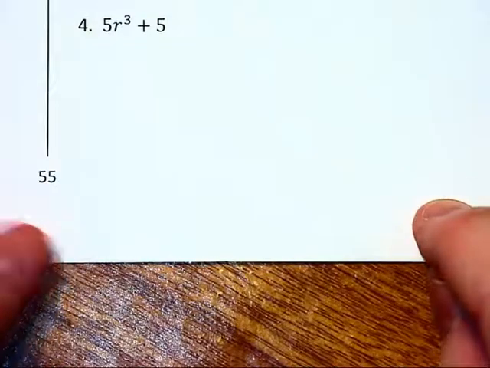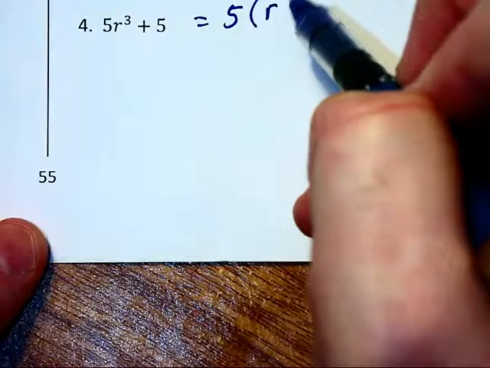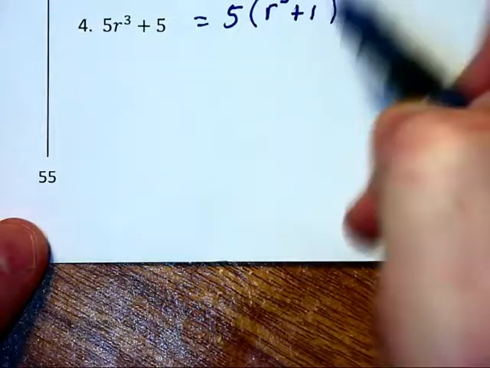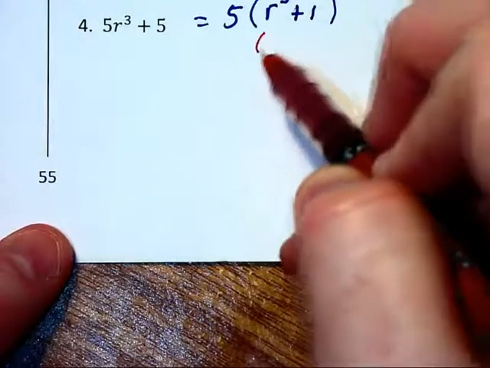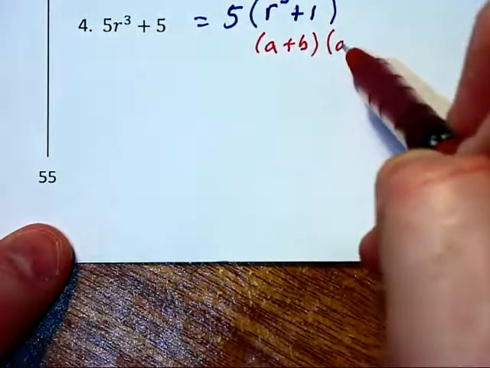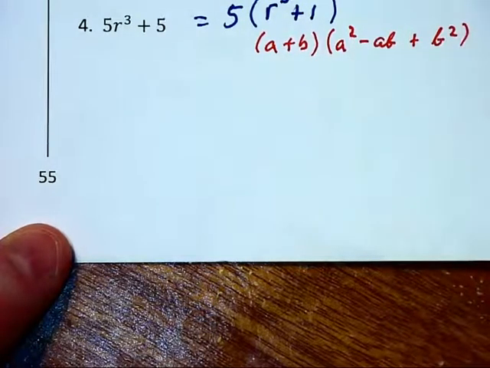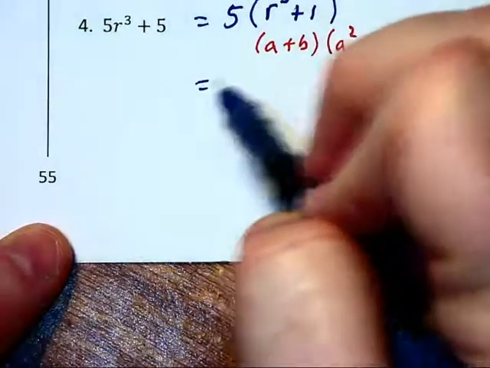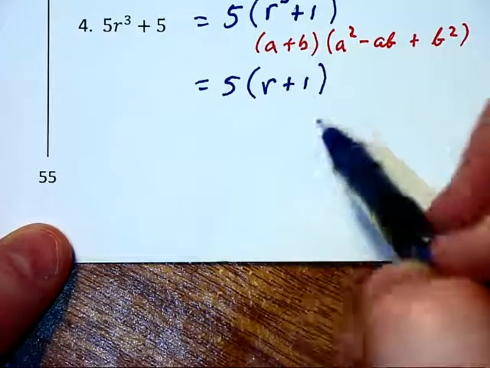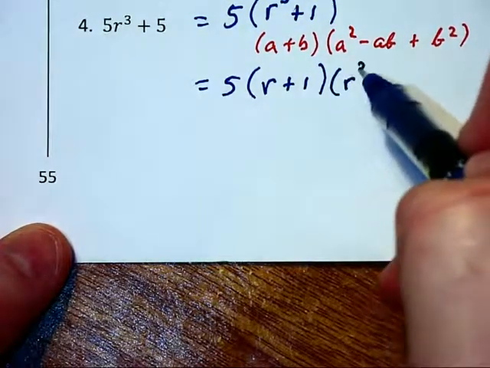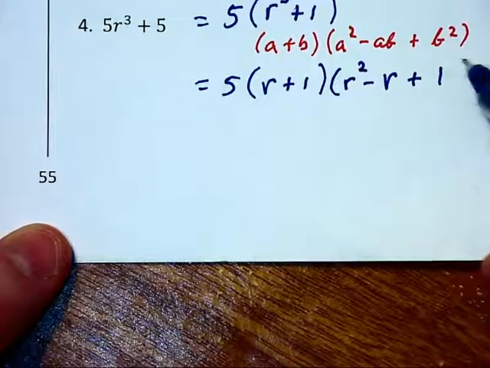For number 4, I notice that 5 is a GCF and can be factored out, and I have r cubed plus 1 left over. Then I say to myself, that's the sum of 2 cubes. That's going to factor into a plus b times a squared minus ab plus b squared. Hopefully you've got that memorized, and you can now write this as 5 times r plus 1, r replacing the a, 1 replacing the b, times r squared minus 1 times r, so r, plus 1 squared, which is 1.